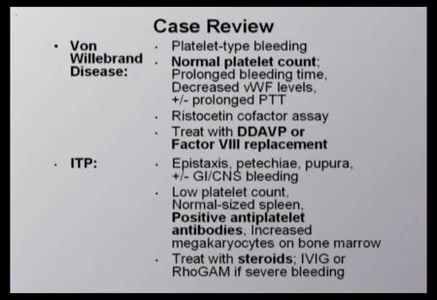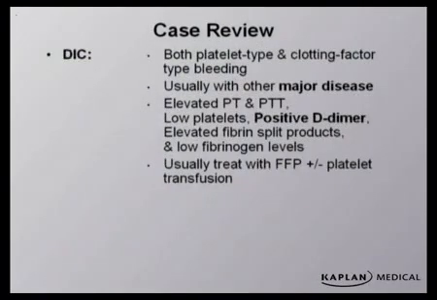You can't see megakaryocytes in the periphery. Very difficult to see because they're kind of big, but you see the large platelets in the periphery. Treat with steroids or IVIG or RhoGAM if severe bleeding, and I told you think about splenectomy in very resistant, chronic cases. DIC has both platelet and clotting factor type bleeding because you consume platelets, you consume clotting factors. Usually it's in the face of other major disease, especially sepsis syndromes. We see it with either sepsis syndromes or gynecologic catastrophes like amniotic fluid embolization and stuff like that.